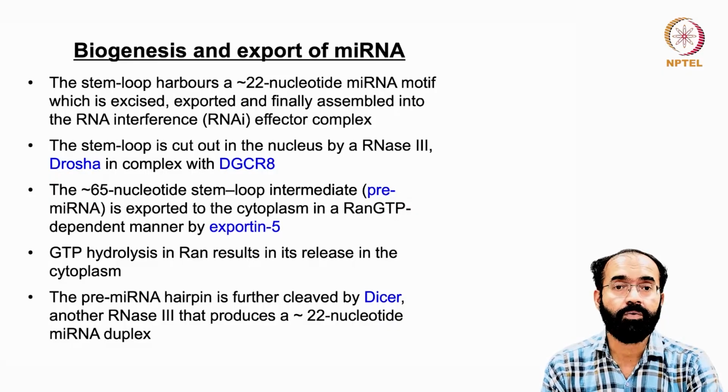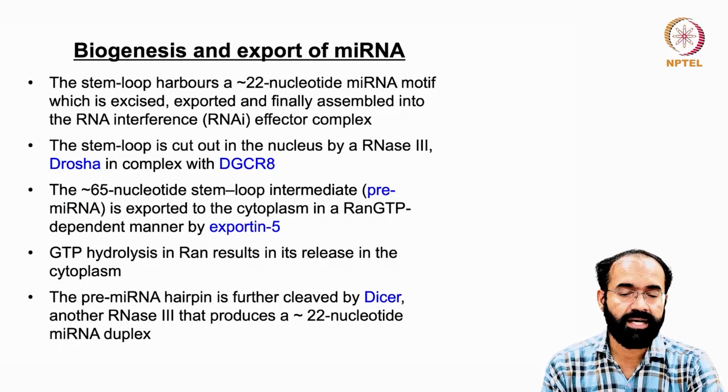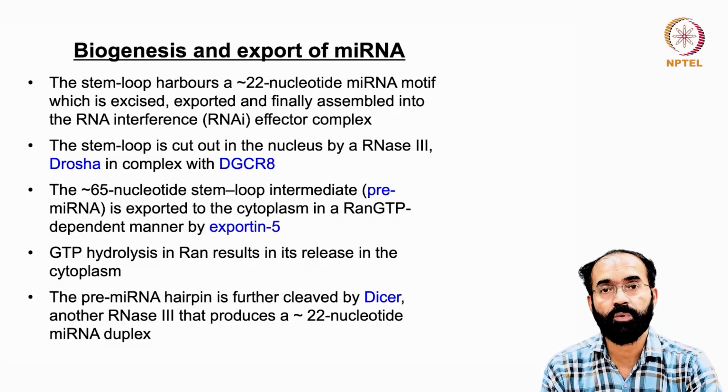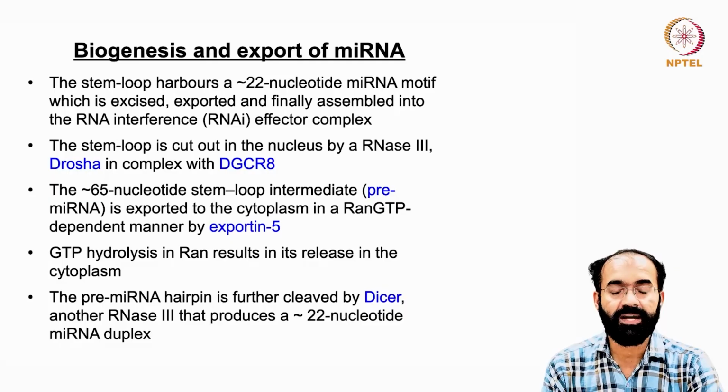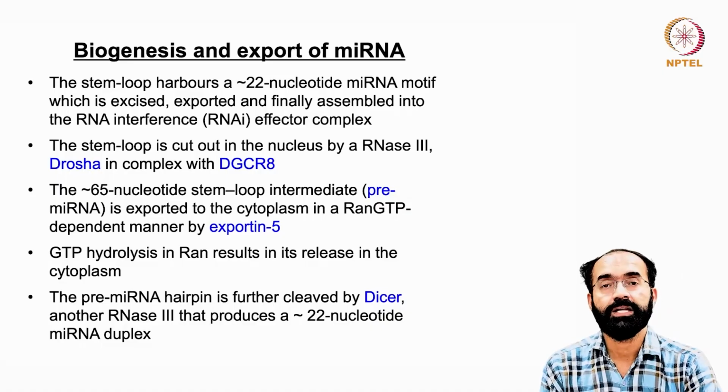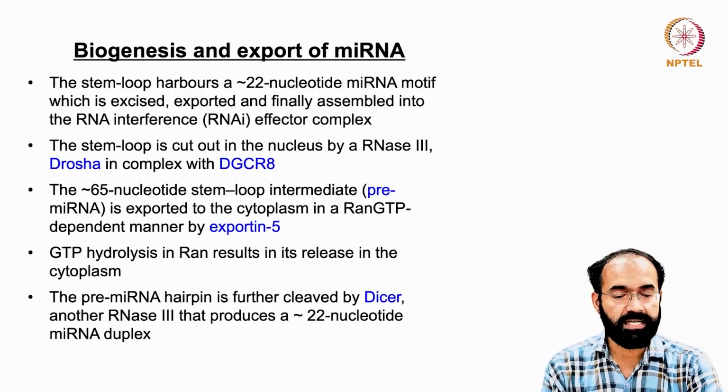pre-microRNA, which is now a 65 nucleotide stem loop intermediate, and is exported to the cytoplasm in a RAN-GTP dependent manner by exportin 5. So exportin 5 is contributing to the transport, and the GTP hydrolysis in RAN results in the release of the cargo, that is the 65 nucleotide stem loop intermediate microRNA, into the cytoplasm.